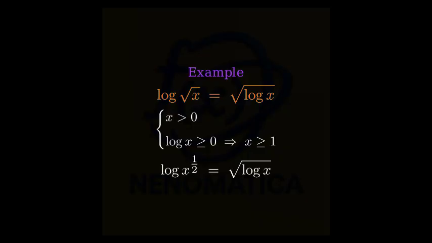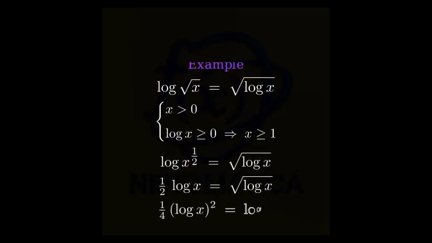Step 3. Apply the power rule of logarithms. The exponent comes down in front. 1/2 times log x equals square root of log x. Step 4. Square both sides to remove the square root. 1/4 times log squared x equals log x.